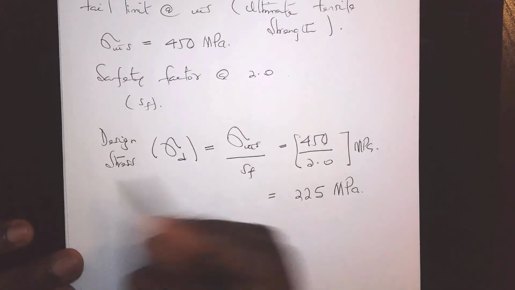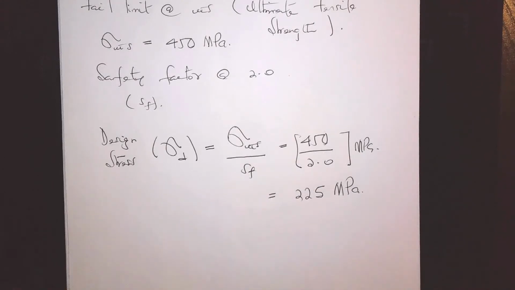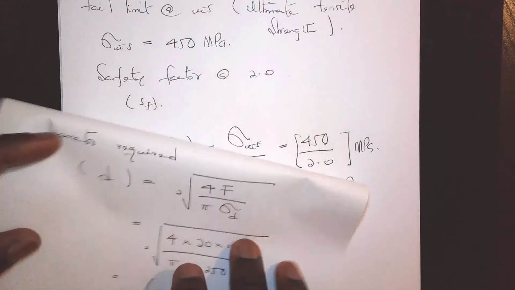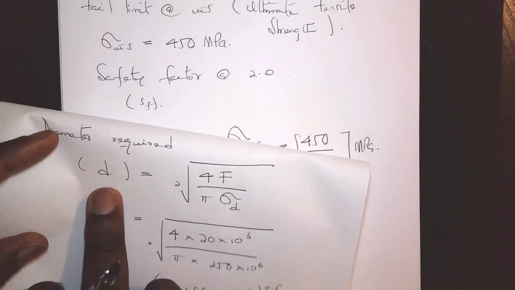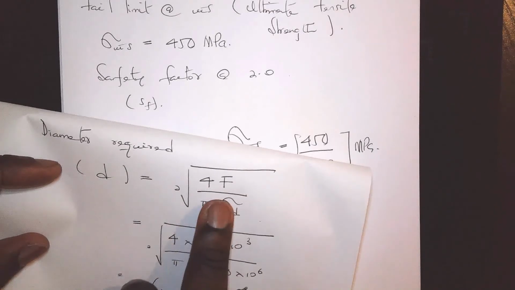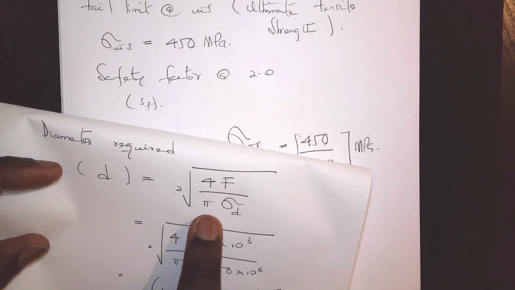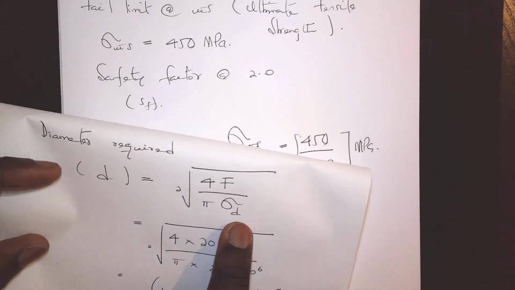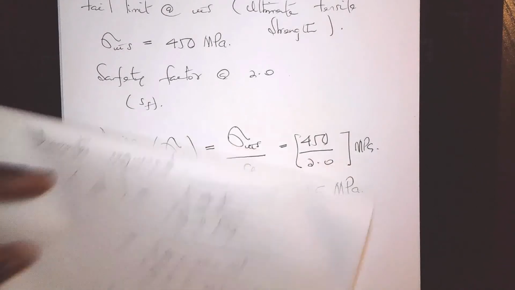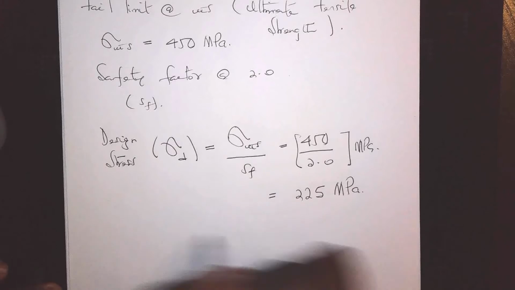But since we've already worked out how to calculate the diameter, I'm just going to use it straight from the previous example. So for the previous example, this is what we proved, that the required diameter will be equal to the square root of 4 times F, so F is the applied axial load on the bolt, divided by pi times sigma d. So we don't need to use first principles in proving that again.